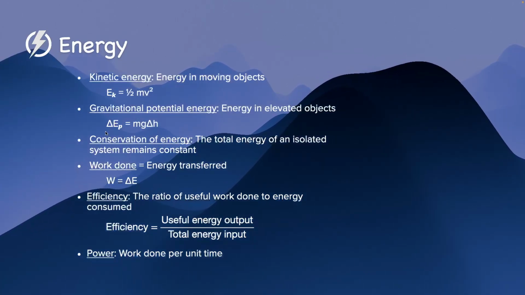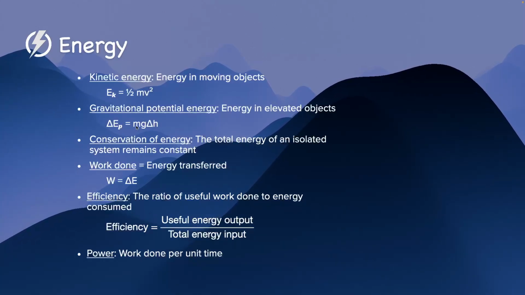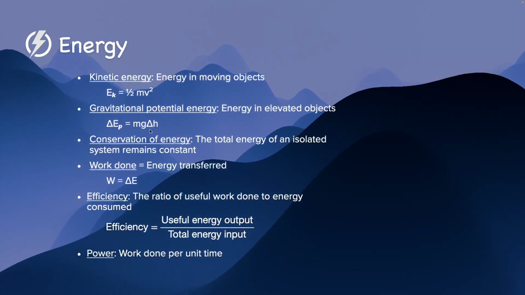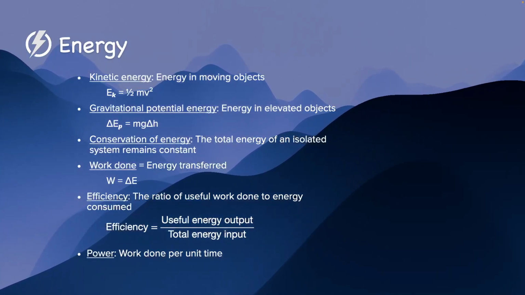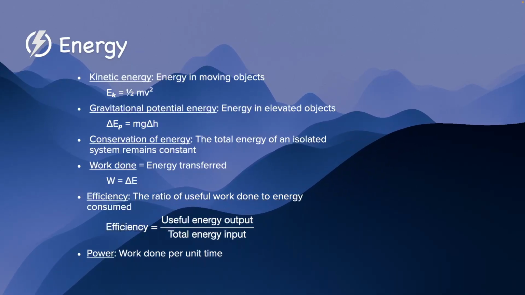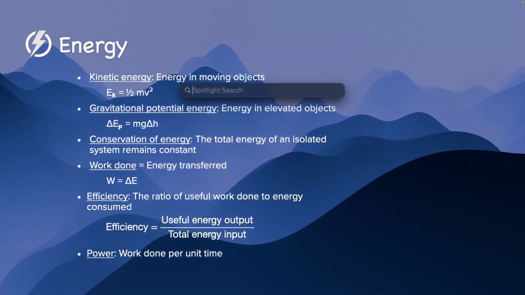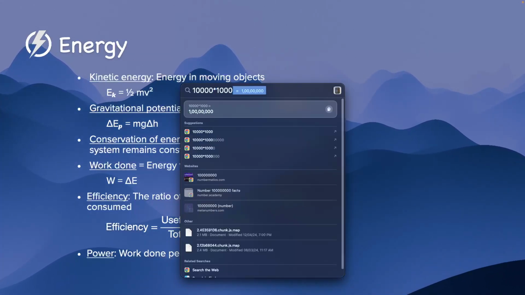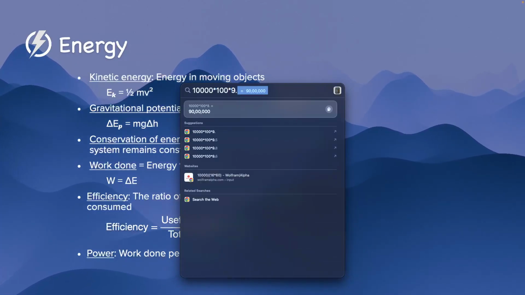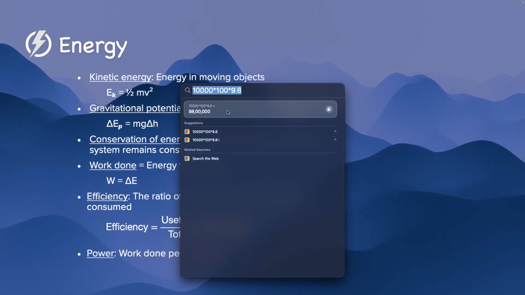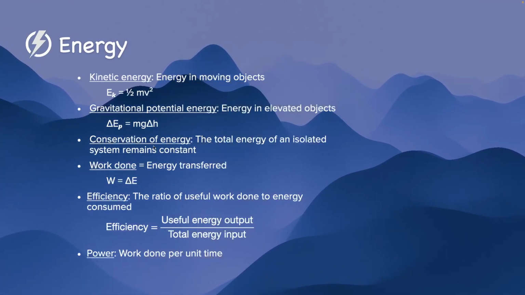So the formula for this is that the change of potential energy is the mass times the gravitational constant times the change in height. So for example, if an airplane changes its height by 100 meters, and it has a mass of 10,000 kilograms, you would calculate it like this. 10,000 times the change in height, which is 100, times the gravitational constant, which is 9.8. The change in gravitational potential energy is 9.8 million joules for that airplane.